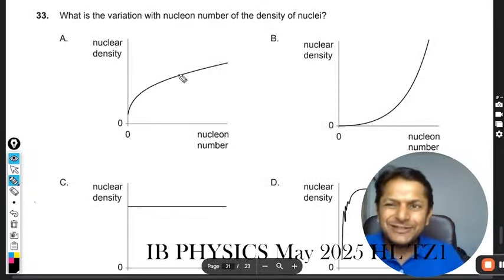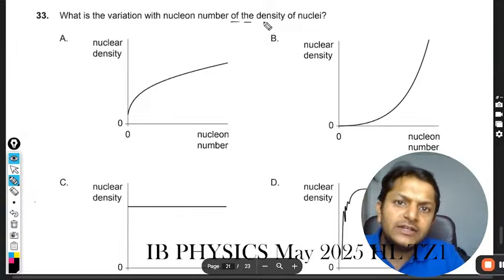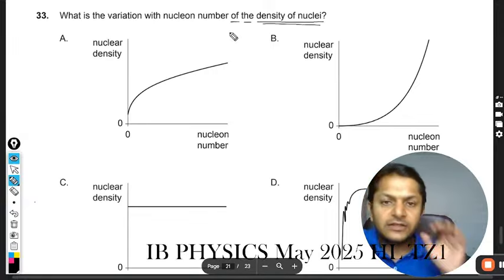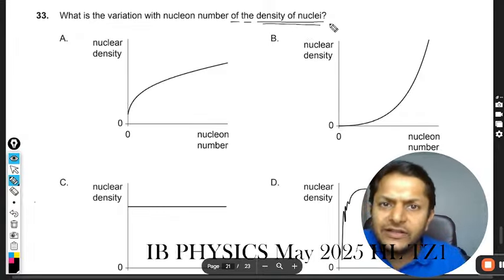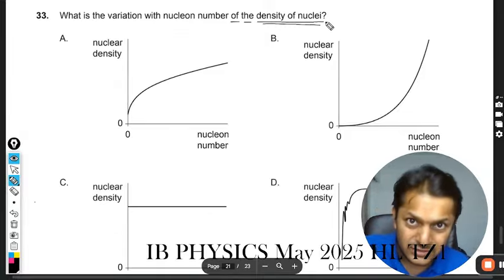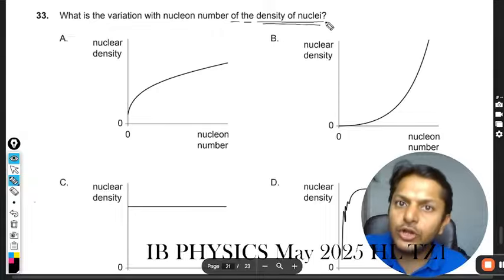Okay, students, let's see what is there in this question. What is the variation with nuclear number of the density of the nuclei? Okay, time and again, they are asking the same question, the density of nucleus. So there is a concept that the density of nucleus is constant. So the density of nucleus does not depend upon the nuclear number.